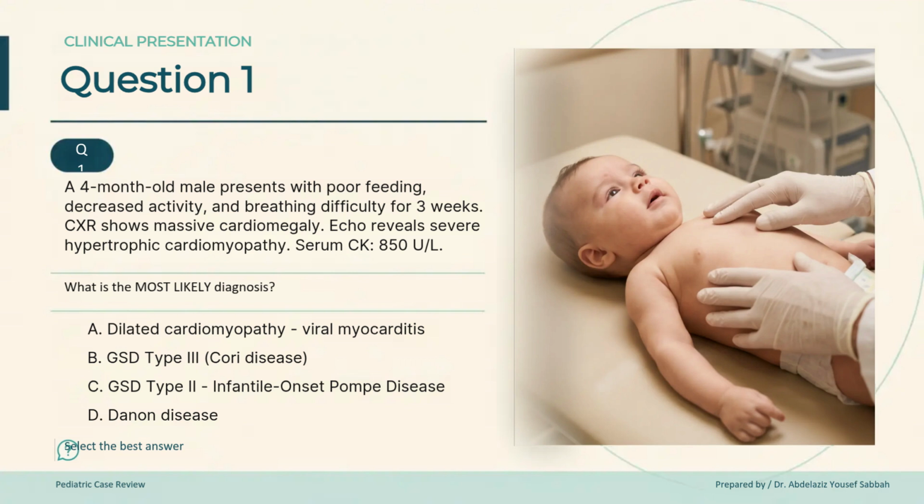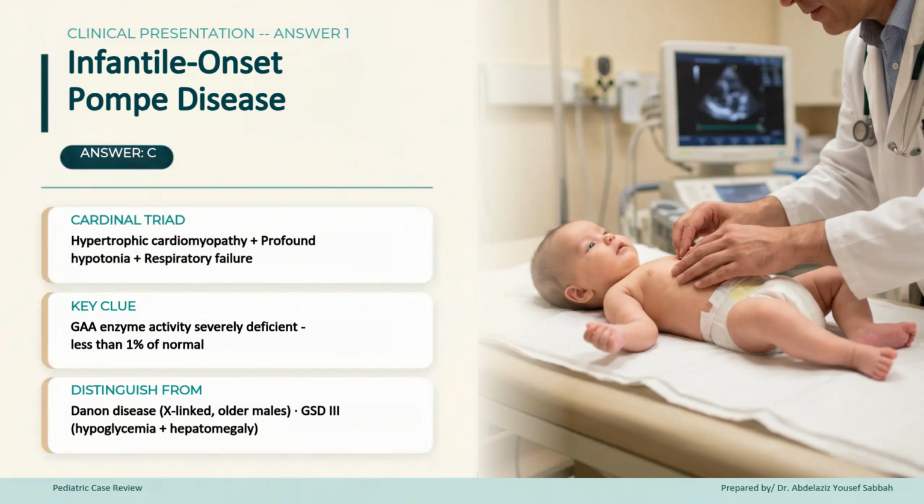Option A, dilated cardiomyopathy due to viral myocarditis. Option B, glycogen storage disease type 3, Cori disease. Option C, glycogen storage disease type 2, infantile onset Pompe disease. Option D, Danon disease. The correct answer is option C, infantile onset Pompe disease.